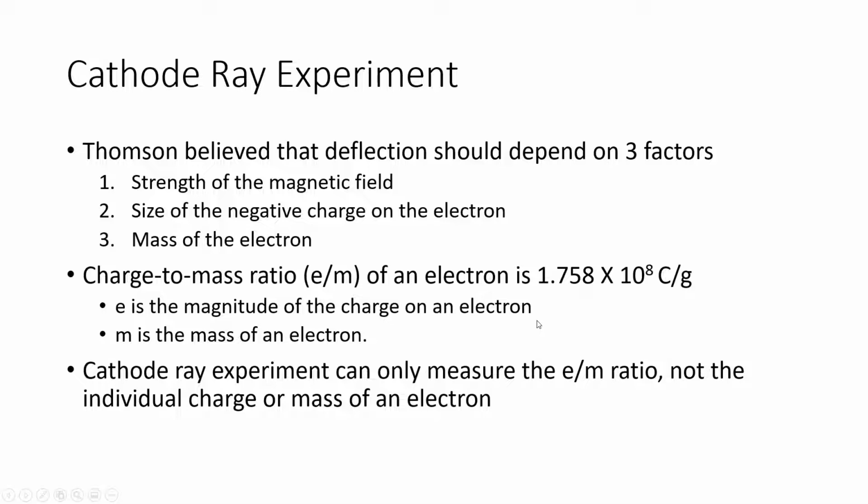So the cathode ray experiment can only measure this charge to mass ratio, but not the individual charge or mass of the electron itself. So this cathode ray experiment by Thomson was very important because it first showed the presence of this negatively charged, super small electron.